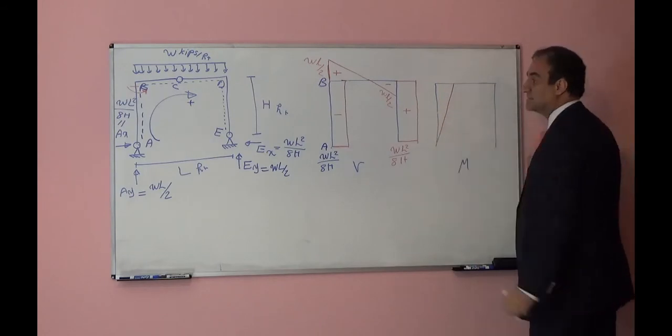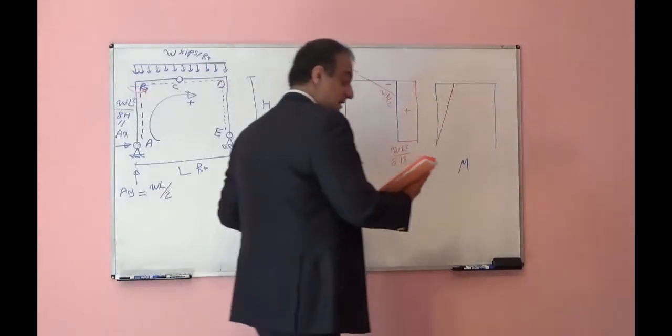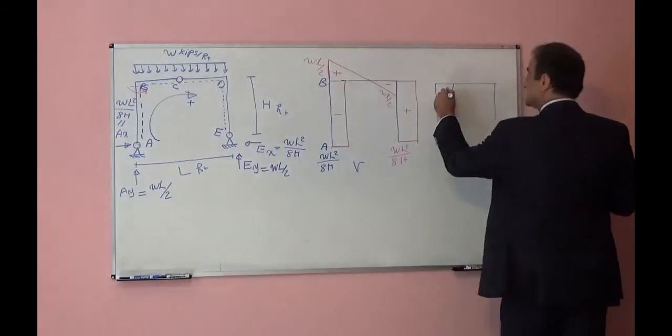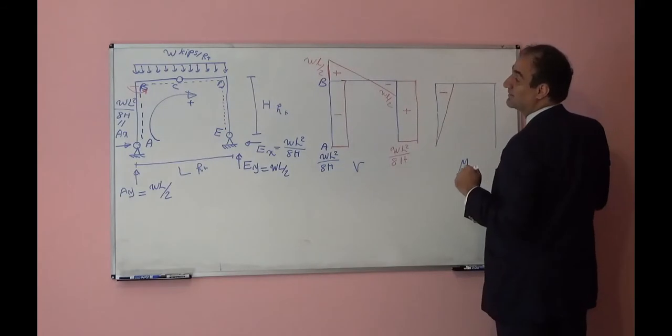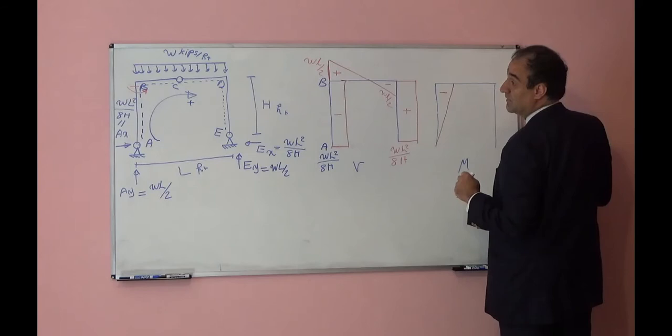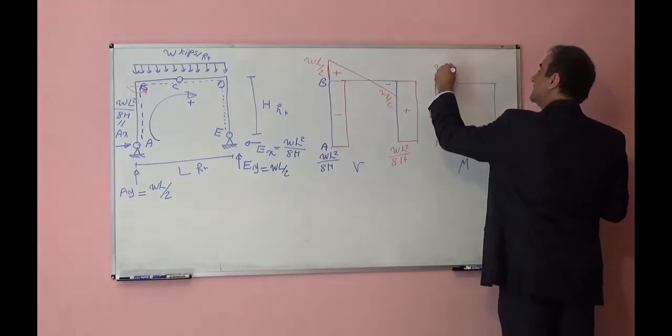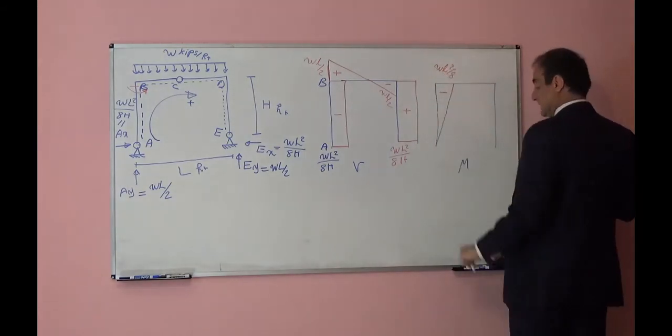And because there is no force between A and B, the variation will be linear. So here moment negative, and the magnitude of the moment will be AX, which is WL square over 8h times h. It will be WL square over 8.